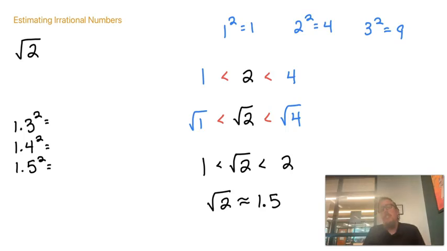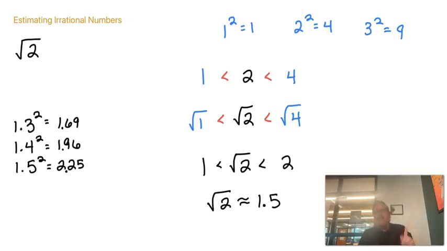So it looks like these are going to be really difficult, but if you have your squares memorized up to 15 squared, it's not difficult at all. 1.3 squared can be found by doing 13 squared, which is 169, and then putting the decimal point after the 1. 1.4 squared can be found by doing 14 squared, which is 196, and putting the decimal point right there. And then 1.5 squared can be found by doing 15 squared, which is 225, and then putting the decimal right after that first digit.